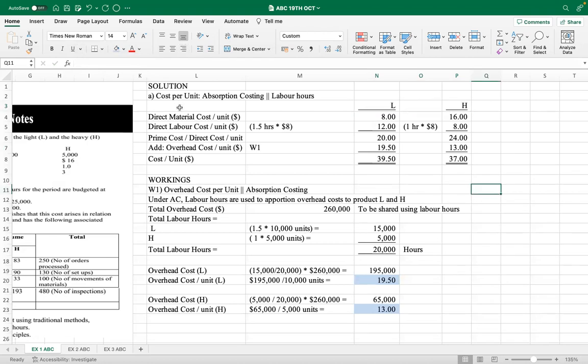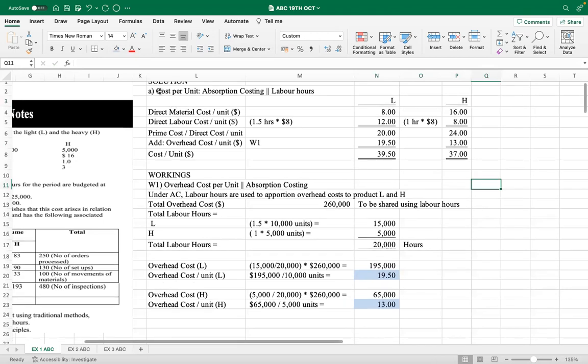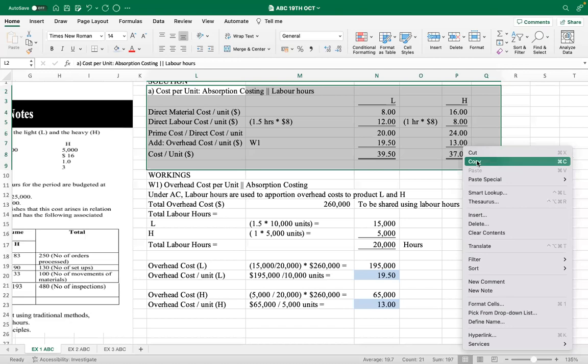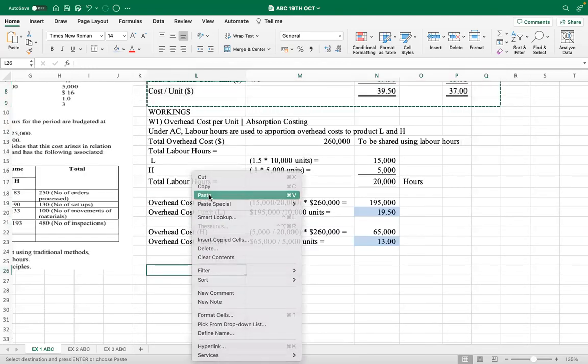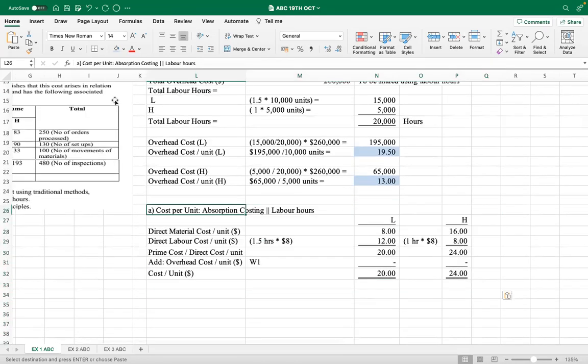Okay, so that was under absorption costing. But part B was asking us, let me copy the same so that we can be fast, to calculate the same under activity-based costing. So I'll change this now to B. I'm getting cost per unit now under activity-based costing.